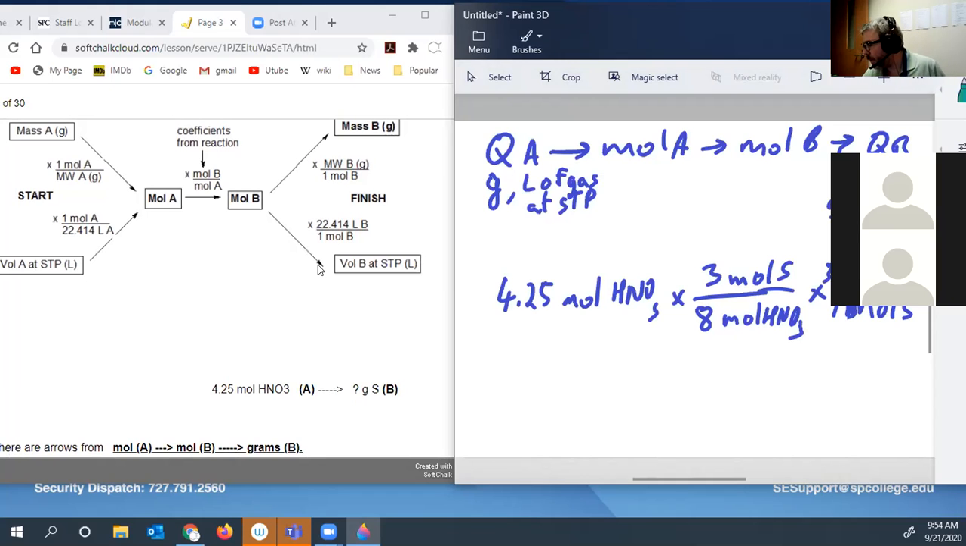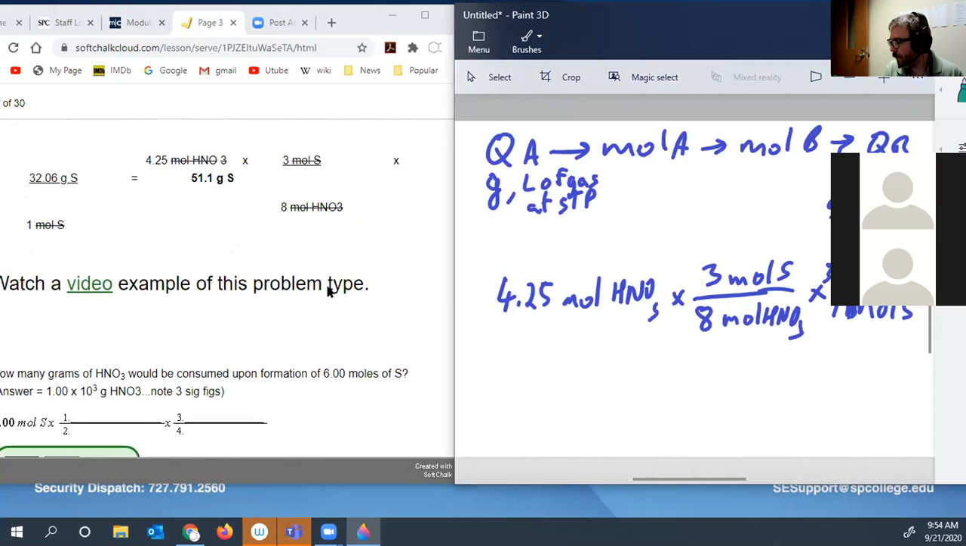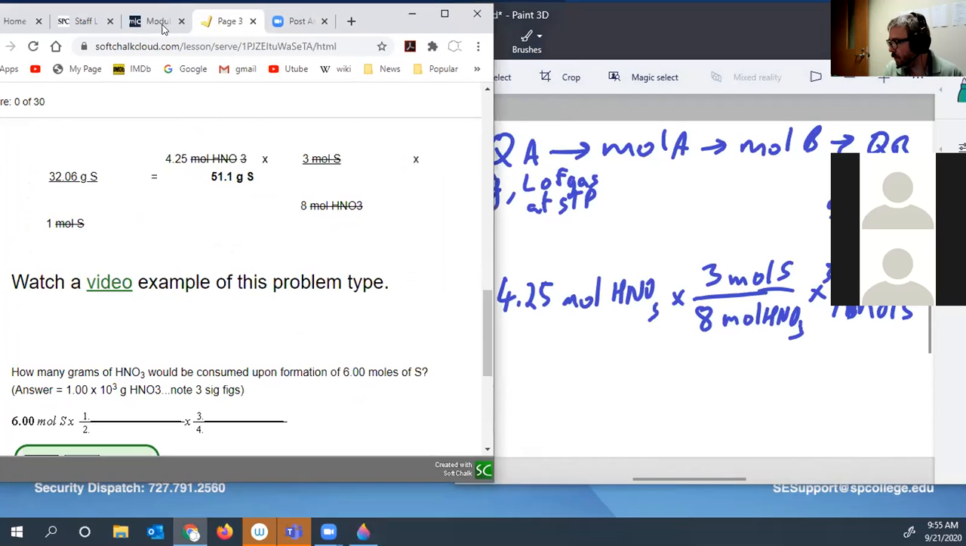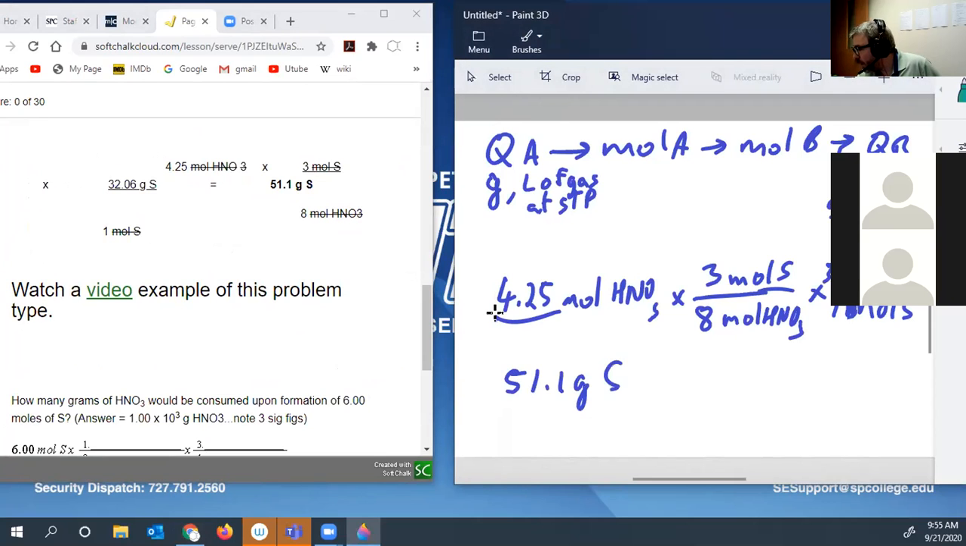Now, the answer is going to end up having 3 significant figures. And you see it'd be 51.1 grams of sulfur. And the sig figs will be determined by what we start with. So 3 in the beginning and 3 at the end.